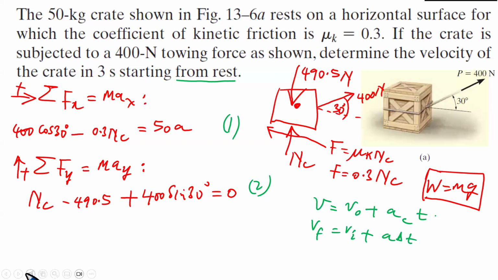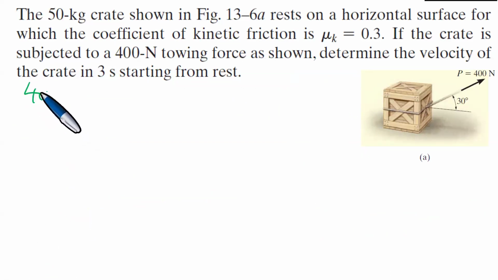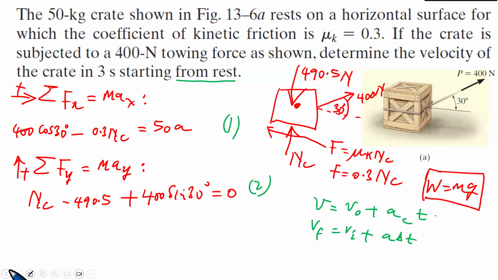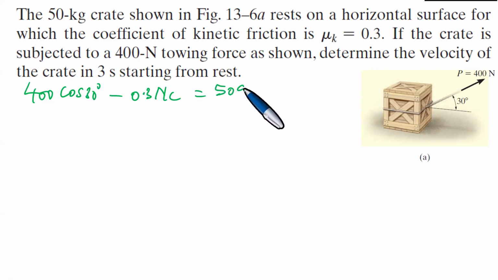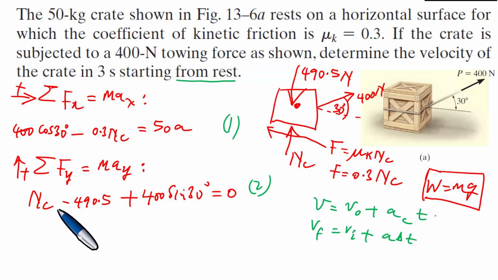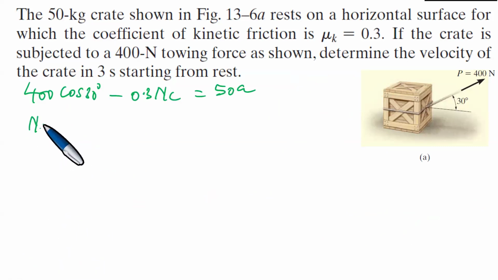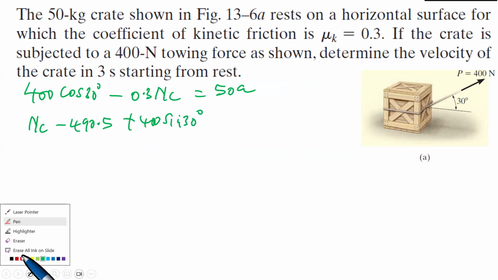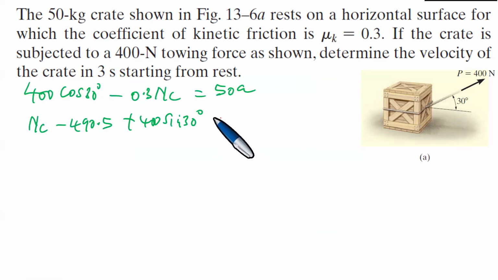So we have these two equations: 400 cosine 30 minus 0.3 NC is 50A, and then we have NC minus 490.5 plus 400 sine 30 equals zero. I'm just writing these equations next to each other, and then we'll manipulate them and solve for the results. We called this the first equation and this the second equation. There are two unknowns, the acceleration and the normal.